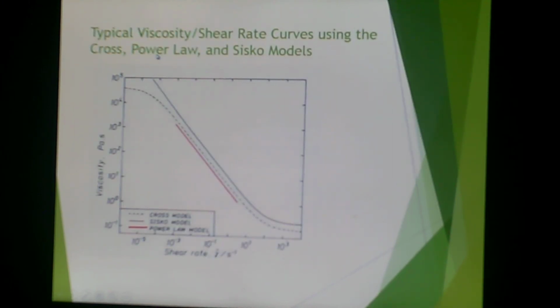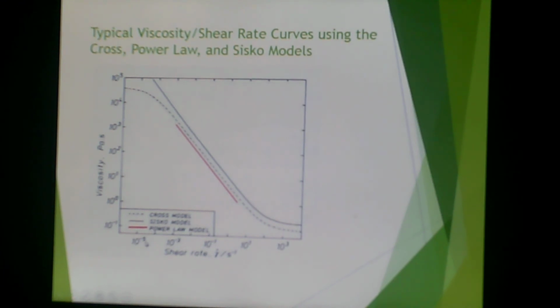So here is a typical viscosity versus shear rate curve for the same data using the Cross equation, the power law, and the Sisko models. So you can see here the dashed line is the Cross model, and this goes from below 10 to the negative fifth shear rate to over 10 to the third. So we have 8 orders of magnitude here that this can cover effectively for the Cross model. The Sisko model is a little narrower. You can cover about 7 orders of magnitude.